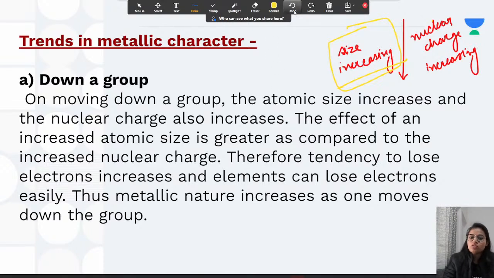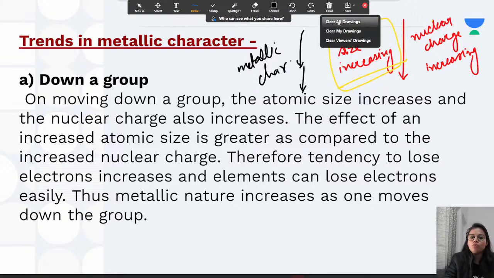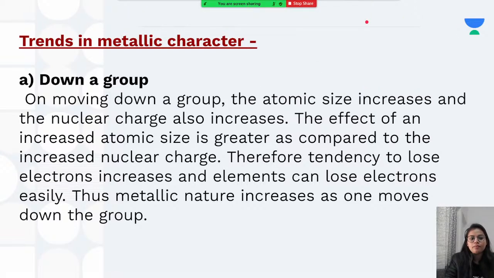And as I already told you, the more easily any element loses the electrons, the more metallic character it possesses. So as we move down the group, the metallic character will increase. So I can say metallic character will increase as we move from top to bottom.